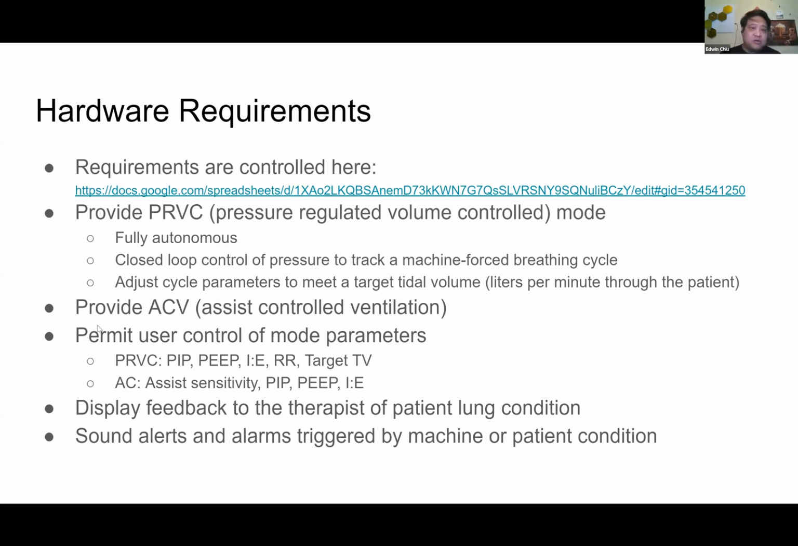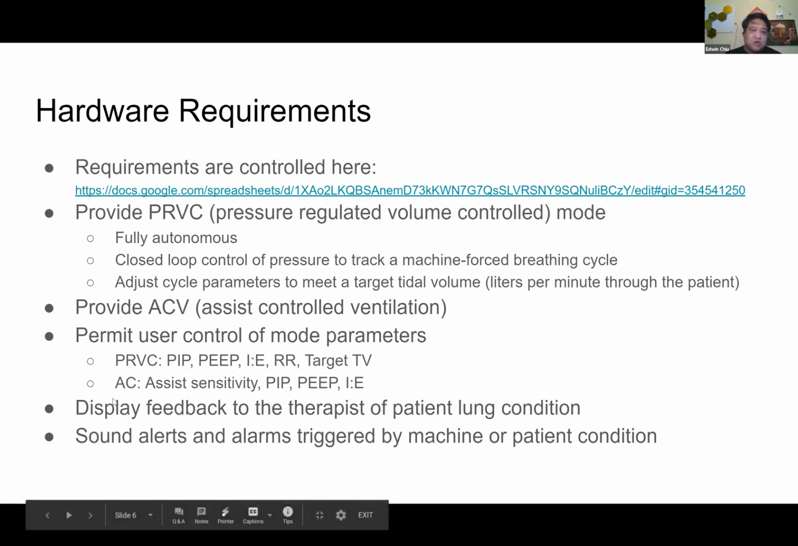We want to permit user control of these mode parameters. So for PRVC, we have the peak inspiratory pressure, or PIP, the positive end expiratory pressure, or PEEP, the IE ratio, which is inspiratory-expiratory ratio. That's the time ratio between how much time is spent inhaling versus exhaling, the respiration rate in breaths per minute, and the target tidal volume in milliliters.